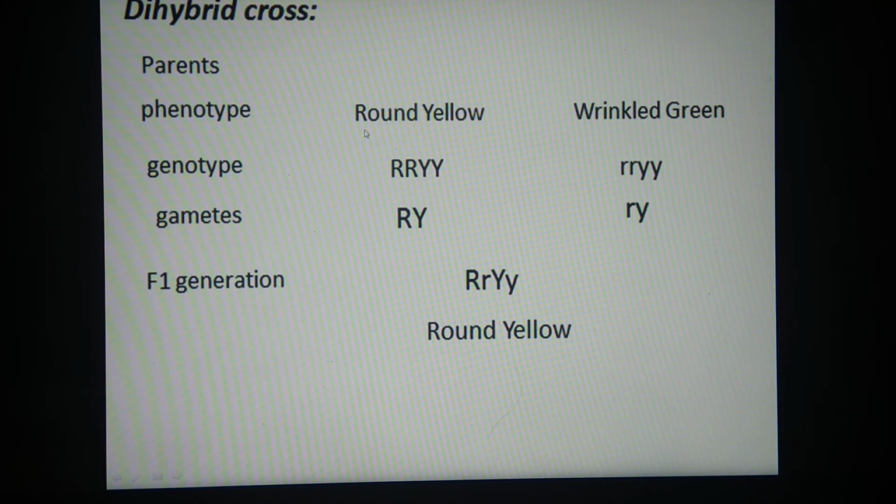See, this is the dihybrid cross where round yellow seeds are crossed with wrinkled green seeds. The gametes formed are of this type, and the F1 generation shows round yellow seeds. That means what? This round and yellow color of the seed are dominant over wrinkled and green color of the seed. So what we have seen, the characters which appear in F1 generation are called dominant, and those which are not able to express themselves are called recessive. So we can say that wrinkled and green color, these two are the recessive characters.